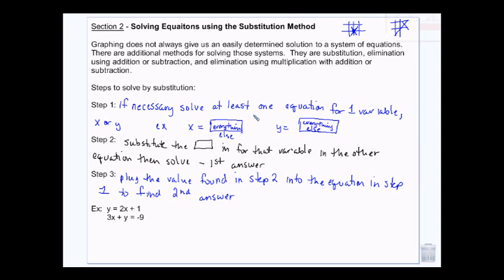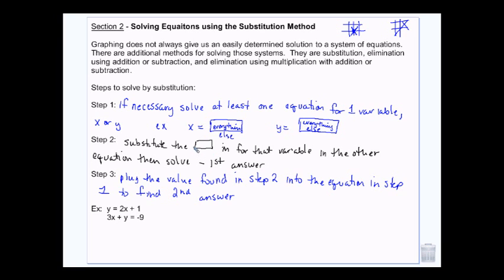With the substitution method, the first thing you want to do is make sure at least one of your equations is in the form of x equals and then everything else, or y equals and then everything else. So you want the x or y by itself on one side of the equal. And it doesn't matter if it's x or y, it can be either one. After you have that, so if it's not already like that, you have to create that. After you have that, you take what's in the box and you substitute it into the other equation, which I'll show you what that looks like in a minute.